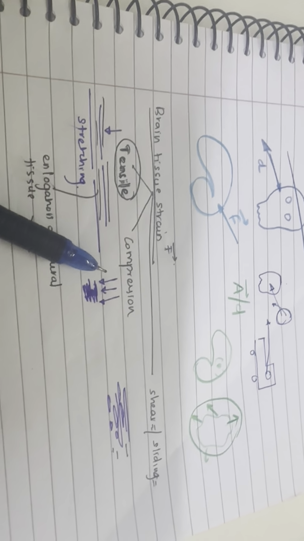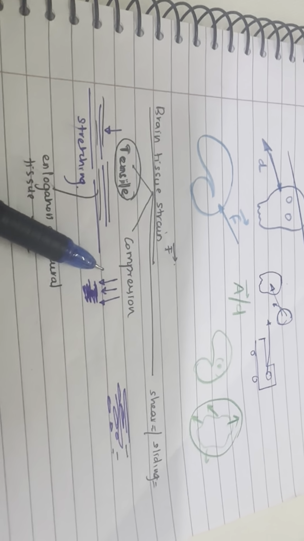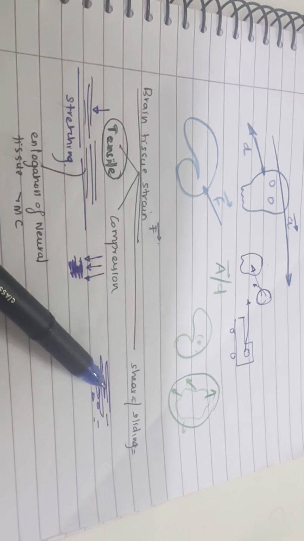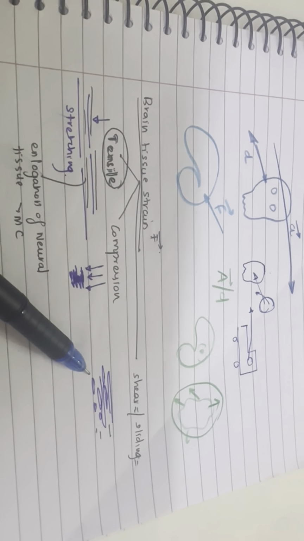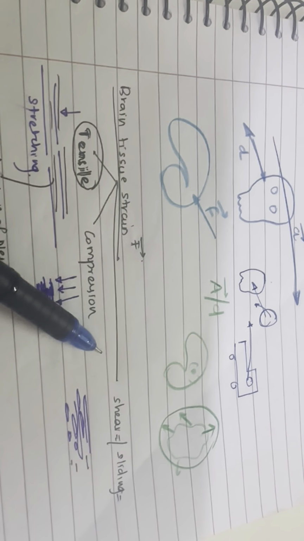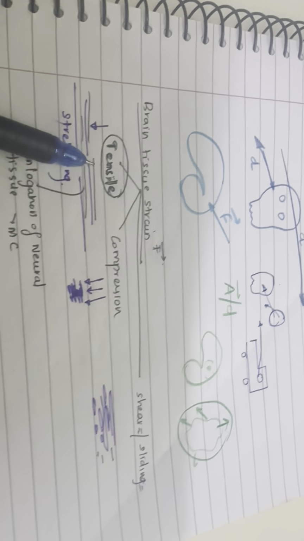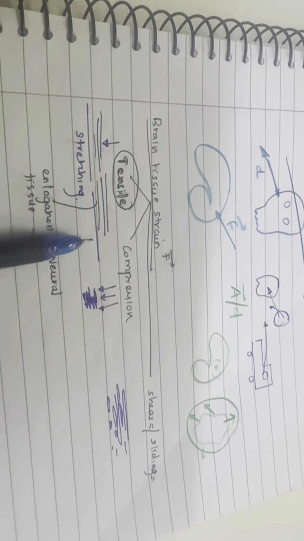Compression, wherein the constituent units are forced together. Shear, or a sliding strain, which moves adjacent strata of tissue laterally, also occurs. The brain is virtually incompressible and has a low tolerance to tensile and shear strain.